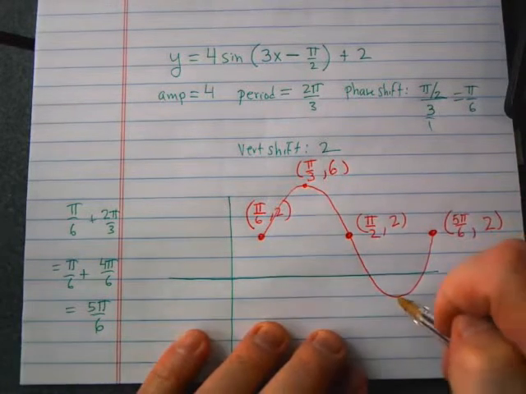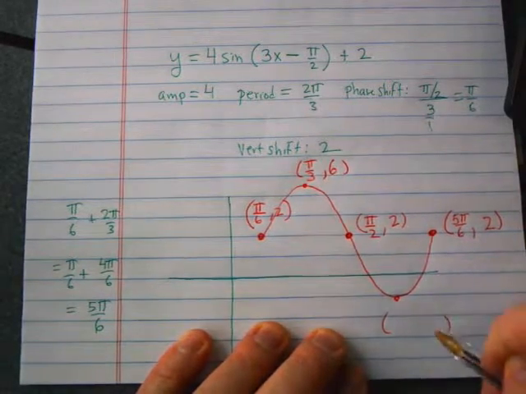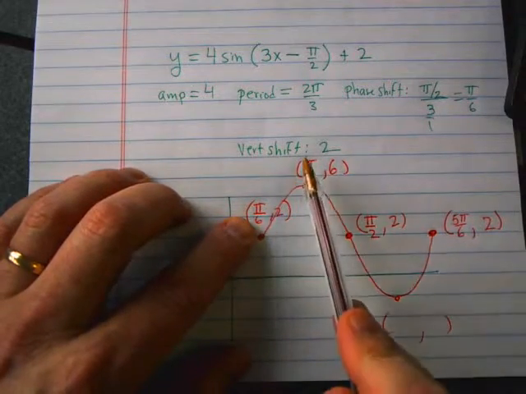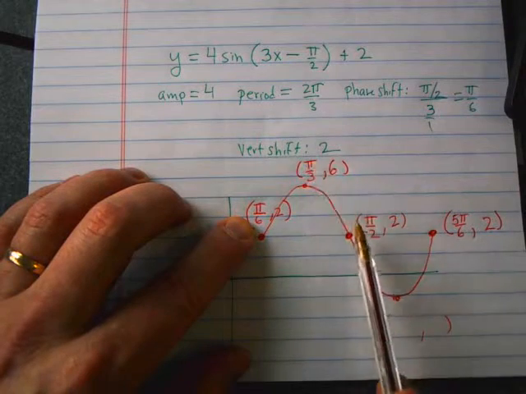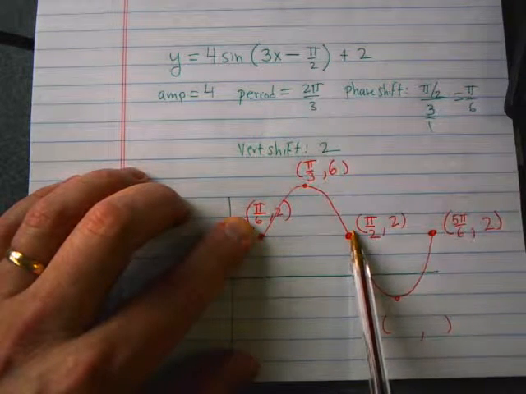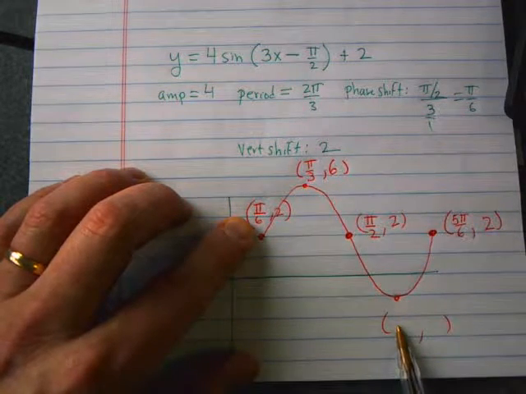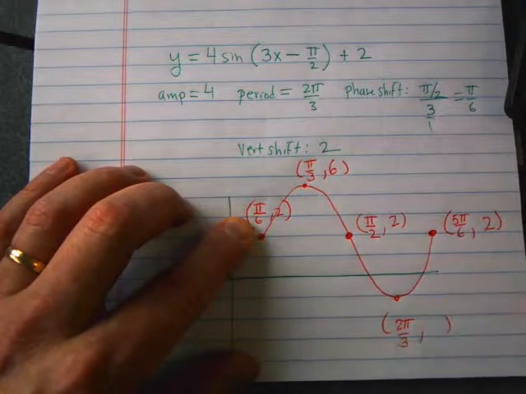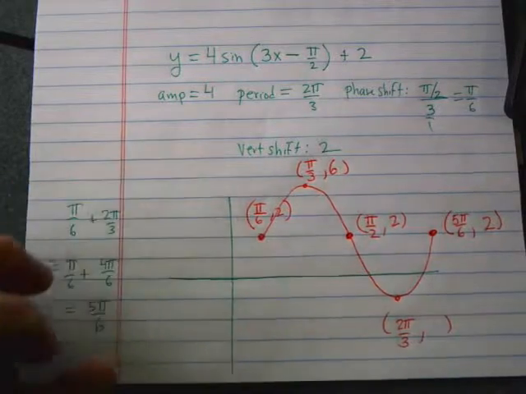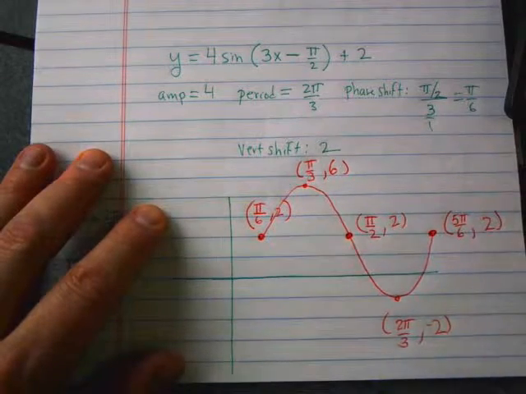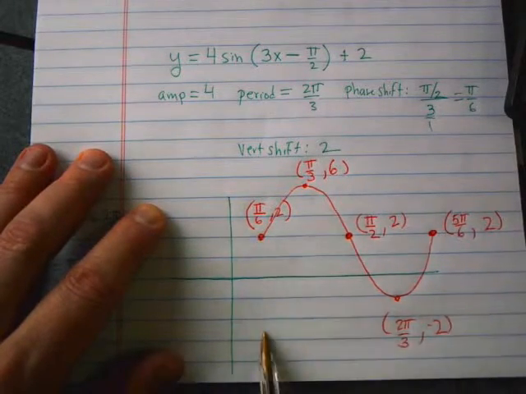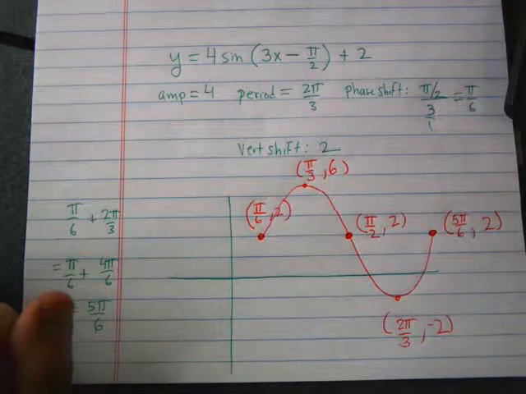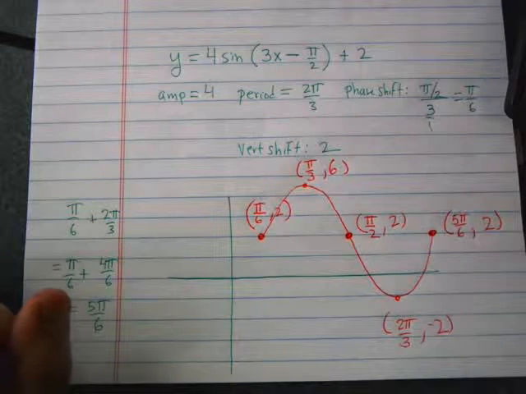All right, so our last point, doing that same sort of trick. This was pi over 6, 2 pi over 6, 3 pi over 6. The next one is 4 pi over 6, which we would write as 2 pi over 3. And how about the y number? Excellent, -2, because we started at 2 and we go down by 4. So our y value would be -2 there. Questions?